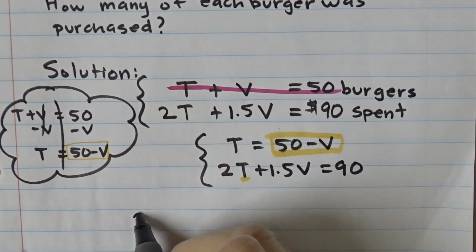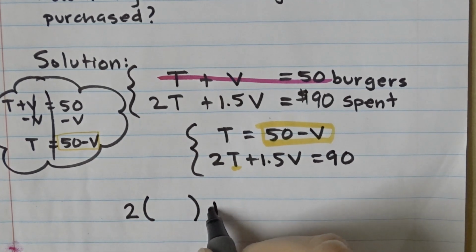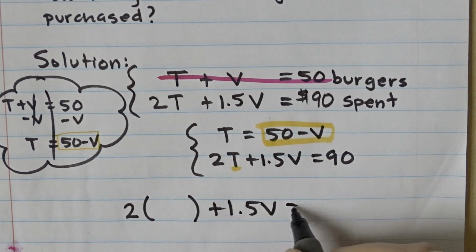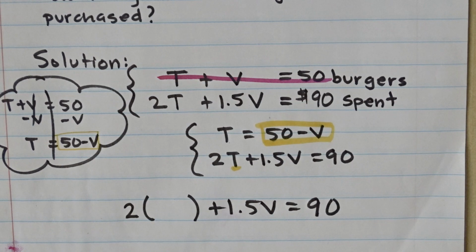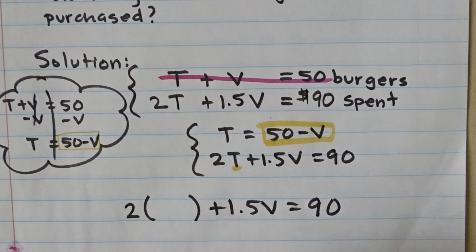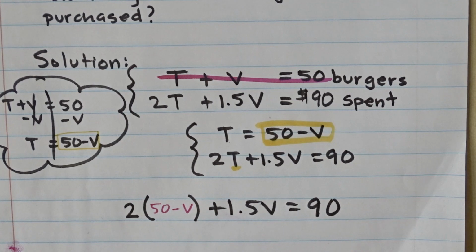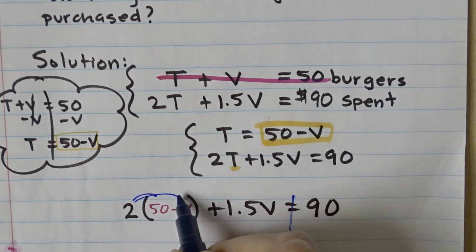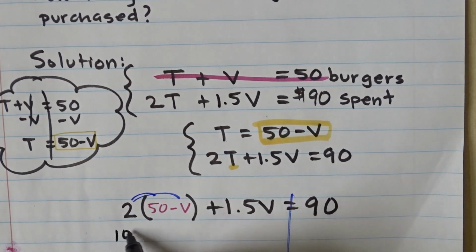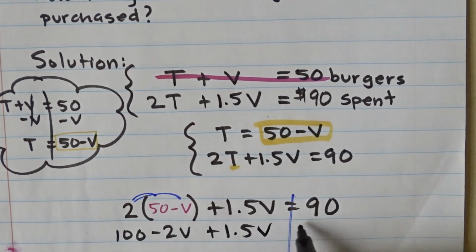So we'll have 2T plus 1.5V equals 90. All right, so I'm not going to call him T. Instead, I'm going to call him by his nickname, 50 minus V. Okay, so now we're going to go ahead and solve this as we would usually. And the first step would be to distribute. 2 times 50 is 100. 2 times negative V is negative 2V. Plus 1.5V equals 90.